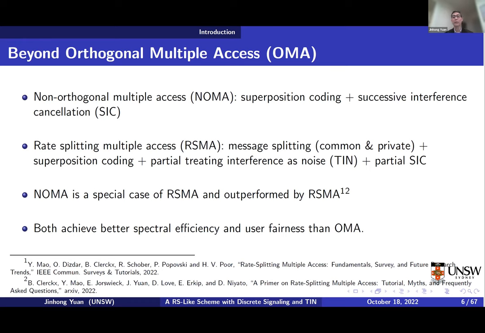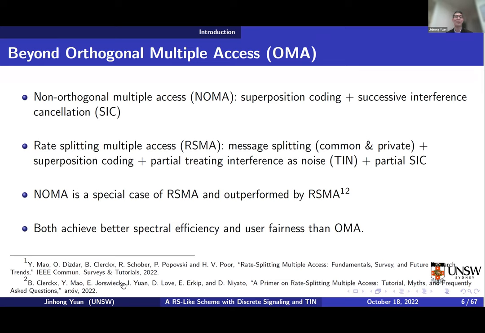What you do is message splitting, with a common and a private message, and you do superposition coding as well. But on the receiver side, you partially treat interference as noise, so you do TIN as well as partial SIC, partial successive interference cancellation. I would like to particularly thank Lina and Bruno and the group for your excellent tutorial and survey paper and the list here.